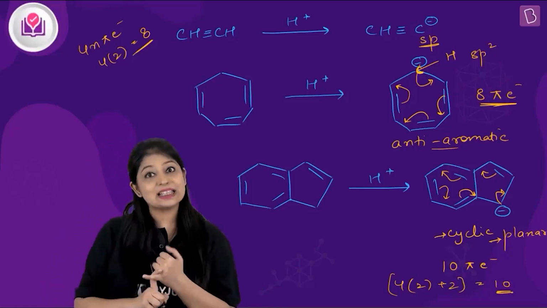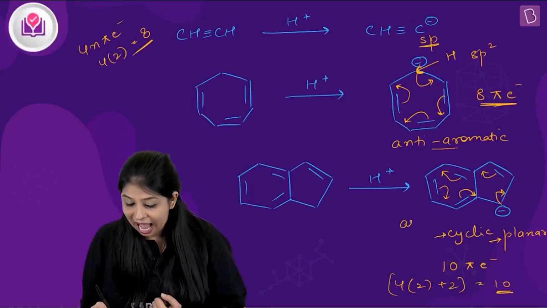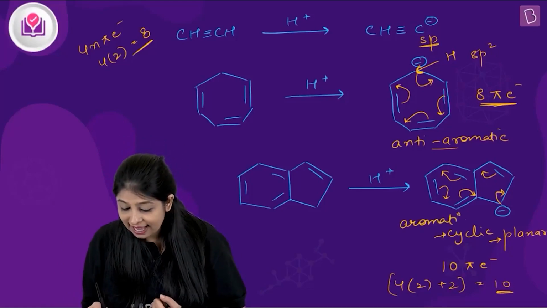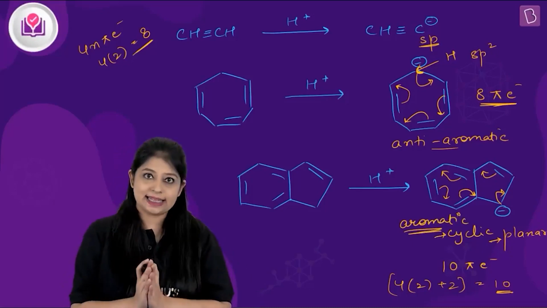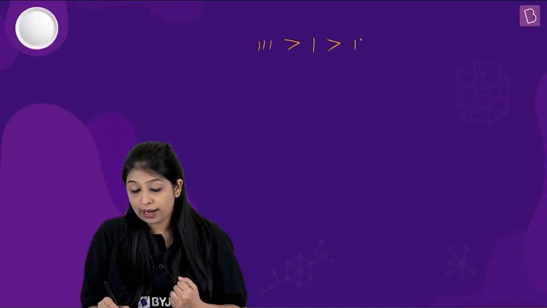It is cyclic, it is planar, that makes it aromatic. Hence, the conjugate base of compound 3 is highly stable, right? So if we want to compare the stability of conjugate bases, we will say that the conjugate base of compound 3 is highly stable, more stable as compared to the conjugate base of compound 1, followed by the conjugate base of compound 2, right?